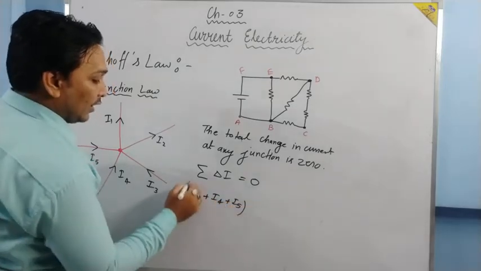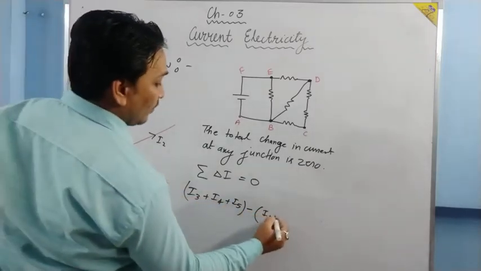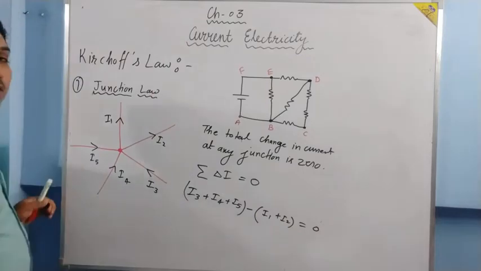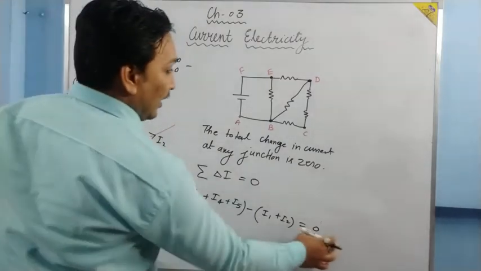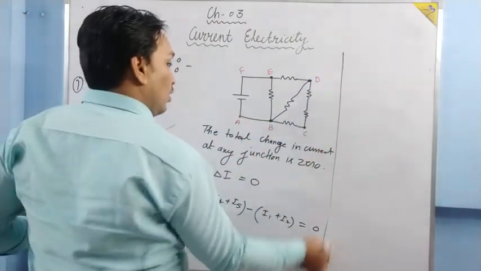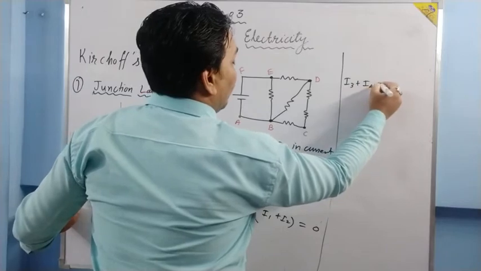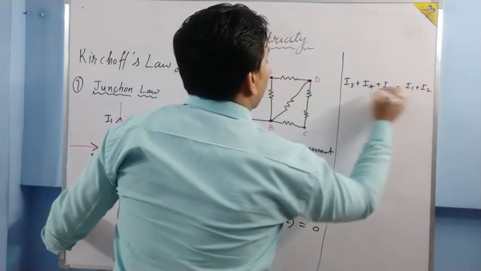If these are considered as positive, minus the outgoing currents are I1 and I2. So this will be the change in current, and this should be equal to 0 according to the junction law. Now what happens? This I1 and I2 can be transferred over that side. So what are we going to have? We are going to have I3 plus I4 plus I5 is equal to I1 plus I2.